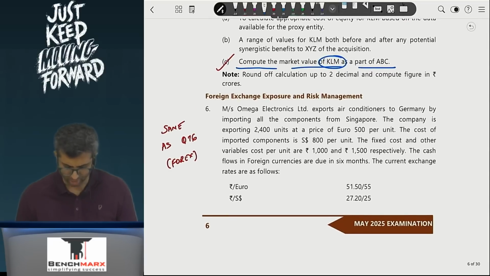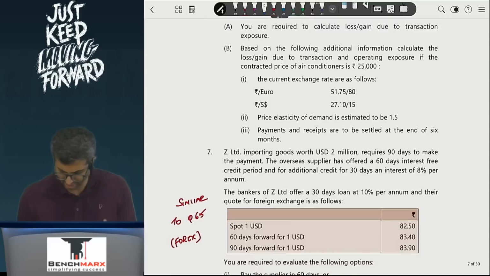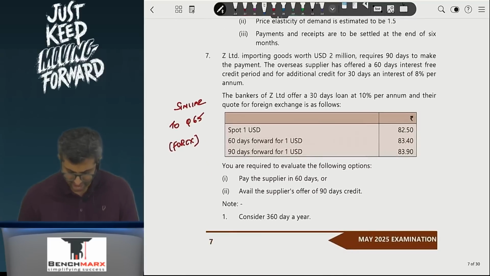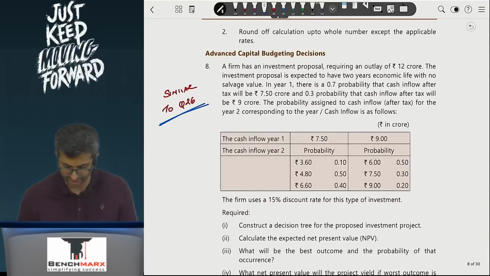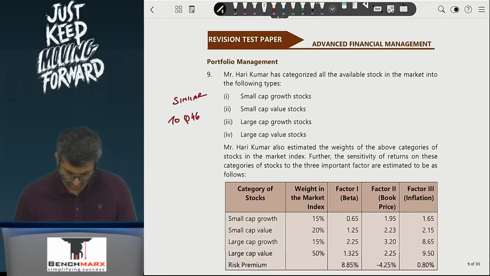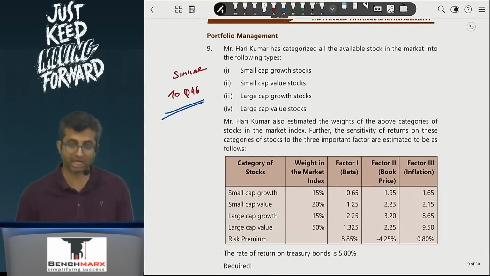Over here, question number 76 in this particular case is the forex question on operating exposure, transaction exposure, etc. Exactly the same question. I think numbers are also the same. This is similar to a leading lagging question in foreign exchange, 65. Advanced capital budgeting, exactly same or similar to question number 76, where you have to make a decision tree and then you have to make the entire NPV analysis based on that. Nothing new over here. This is arbitrage pricing theory.